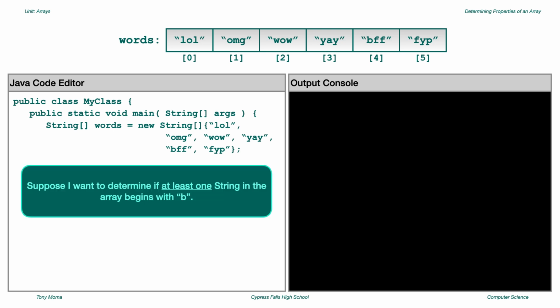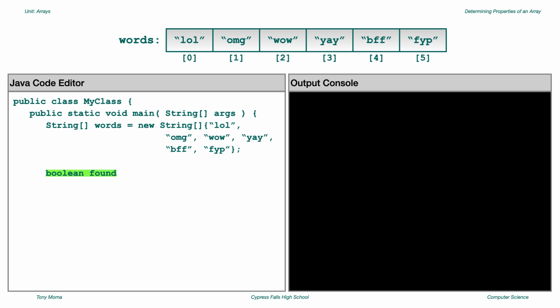Now consider this scenario. Suppose I want to determine if at least one string in the array begins with a lowercase b. Now obviously, we as humans can simply look at the screen and tell if this is true or not, but as you know, computers don't work that way. Computers have to be instructed on how to determine this property, and the way we instruct them is through a program. So, how would that program look?